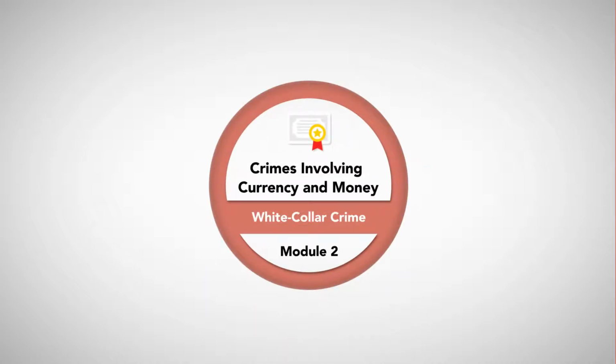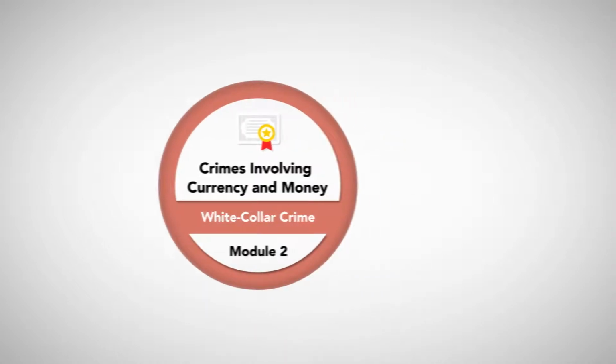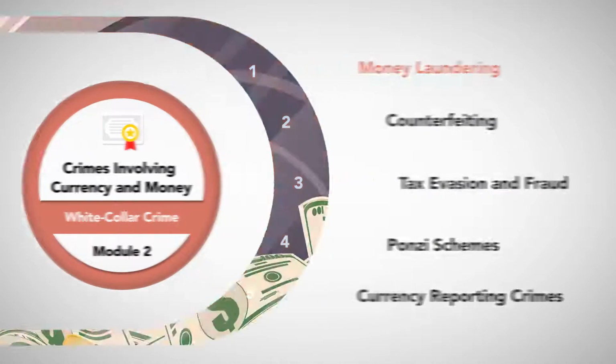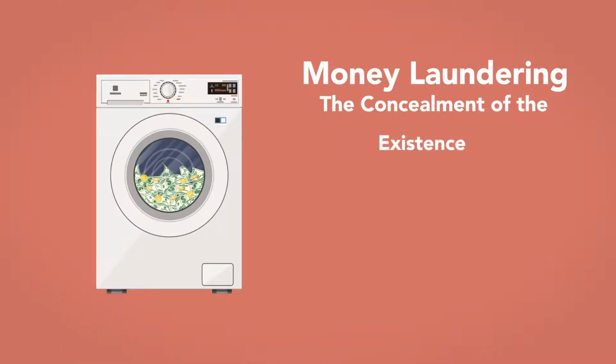Module 2. Crimes involving currency and money. Money laundering. Money laundering means the concealment of the existence, origin, nature, or source of money obtained illegally.